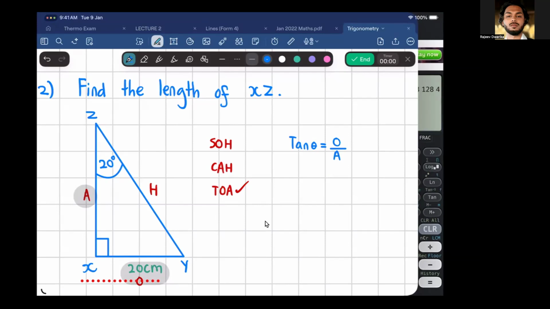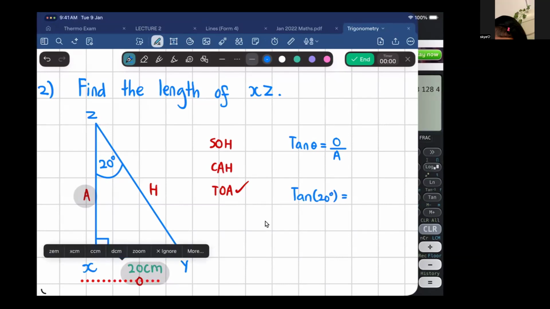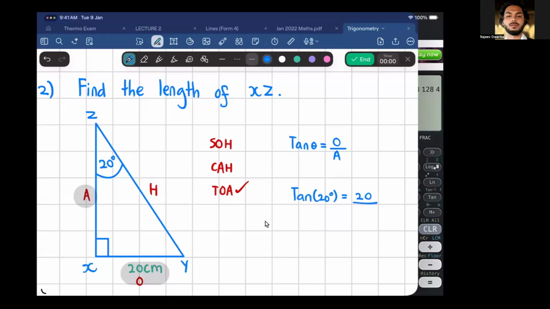Right, Sky, the next line we're going to substitute. So what is our angle? 20 degrees. Our angle is 20 degrees, right? What is O? 20 centimeters. Right, O is 20. What is A? So we don't know it. Don't know A. I'm going to call that XZ. Right, that's XZ. So no, that's my mistake.